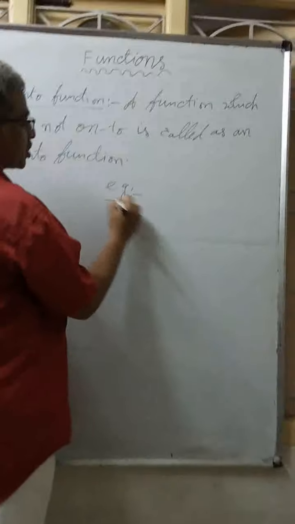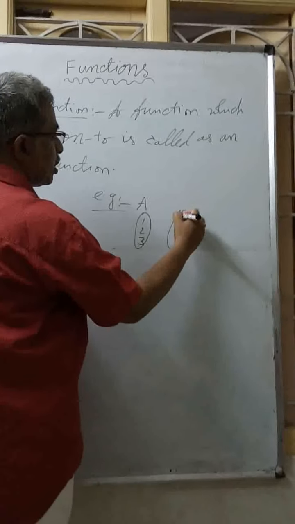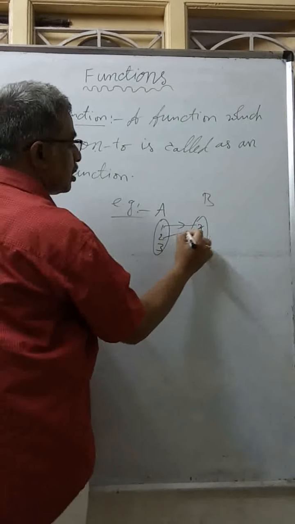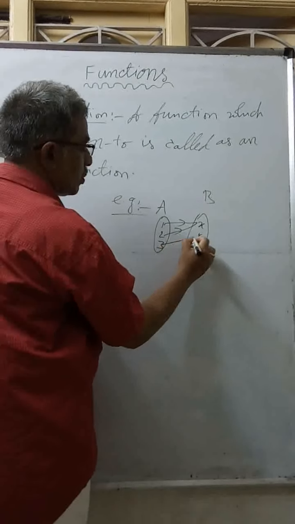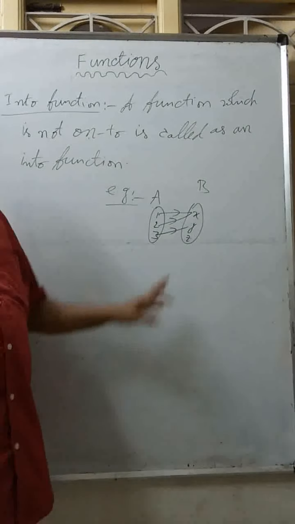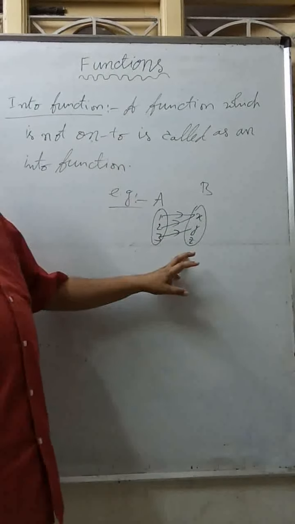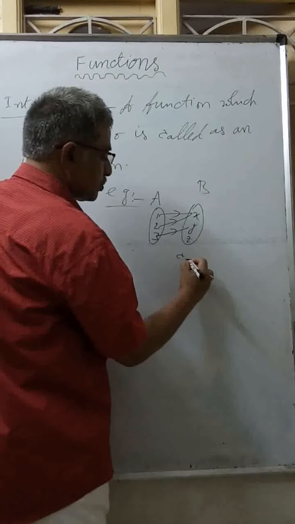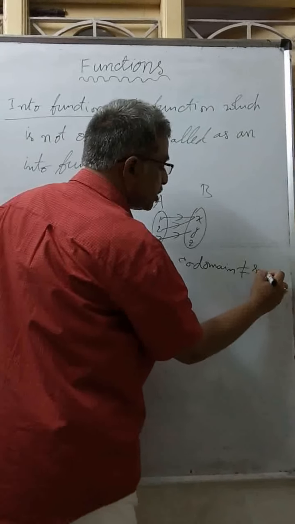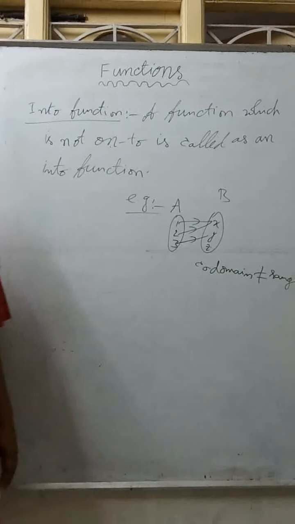Example: A is 1, 2, 3 and B is x, y, z. If I am mapping 1 to x and 3 to y, here codomain is not equal to range, which means it is not onto, therefore it is called an into function. Here codomain is not equal to range, that's why it is called an into function.